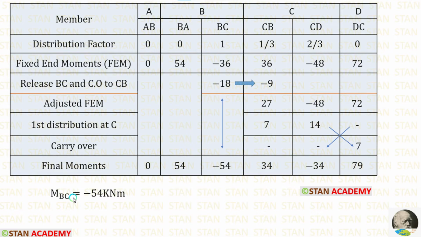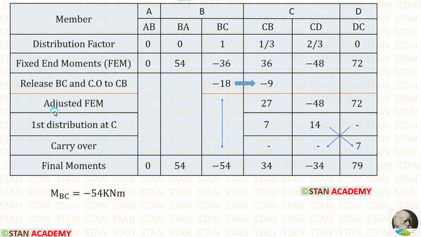We have also calculated the final moment for BC, MBC, which is equal to minus 54 kN meter. So in the table, we have to make BC minus 54. The fixed end moment for BC is minus 36. When we add minus 18 with this minus 36, we will get minus 54. So we have released BC. Now we have to give carryover from BC to CB. When we divide minus 18 by 2, we will get minus 9.